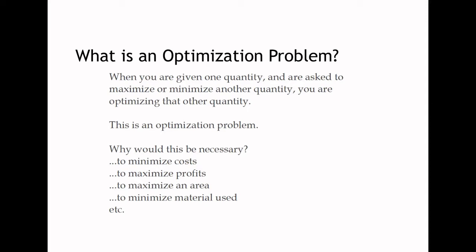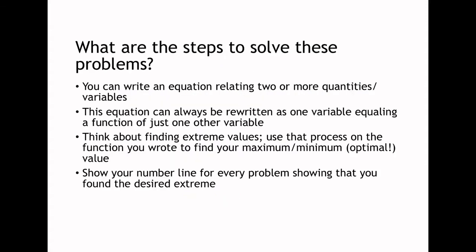So again, what does this mean? What are some examples of what your optimization problems are going to be? Well, sometimes you'll be given a function to do things like minimizing costs. You might be maximizing profits, and again, they would usually give you a function. Now, to maximize an area or minimize some amount of material used, that's where you're going to have to write some functions or equations yourselves.